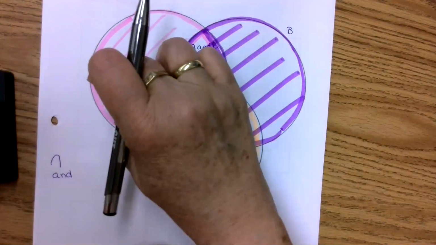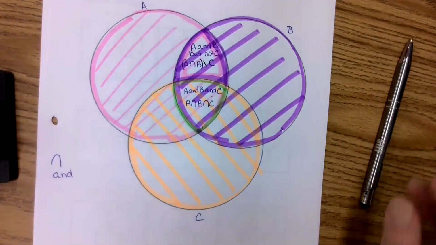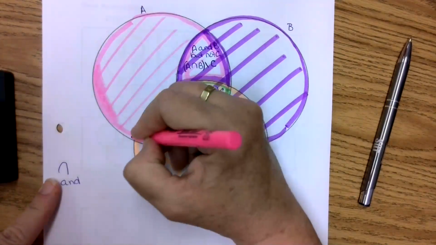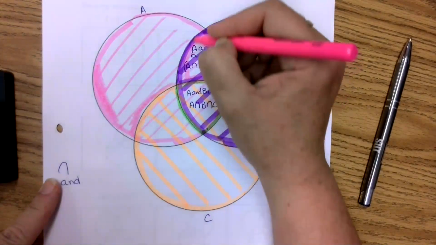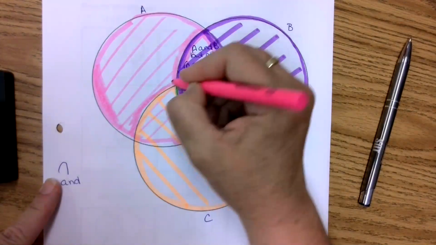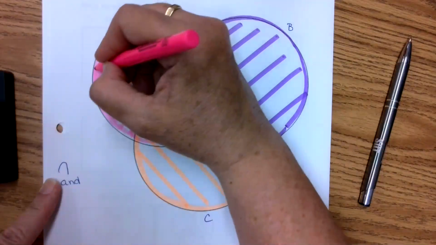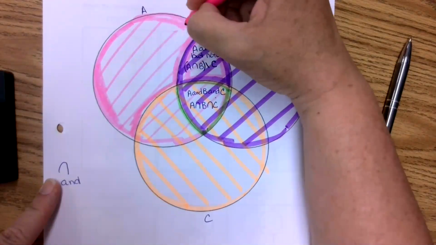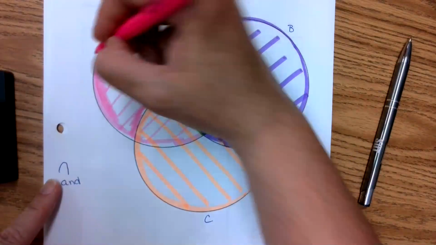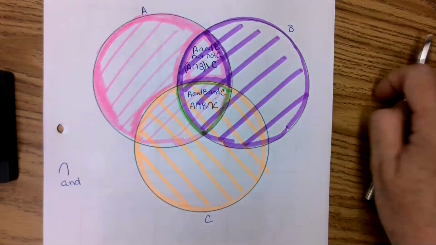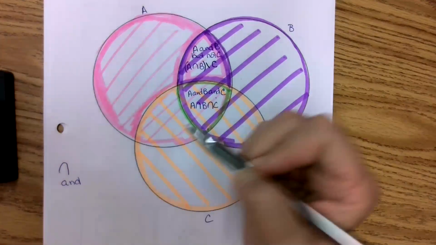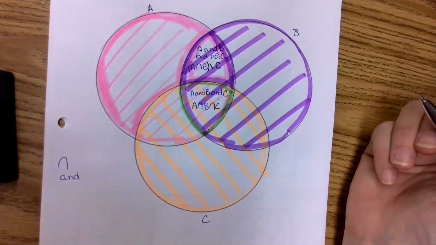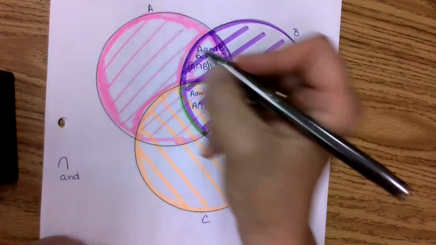So what are we going to call this area out here? So this is the part I'm talking about now. Well, what color is it? It's only pink. So that means it's only A.